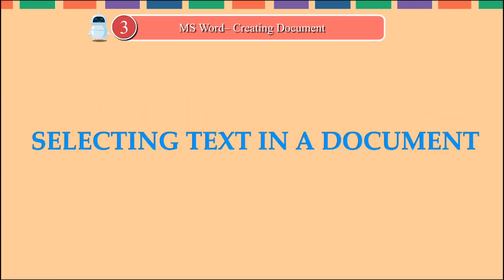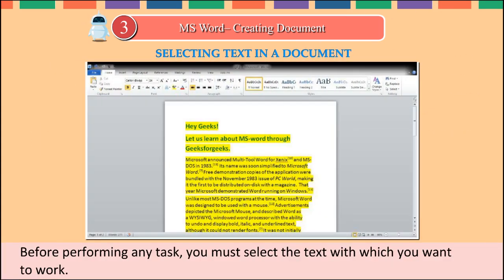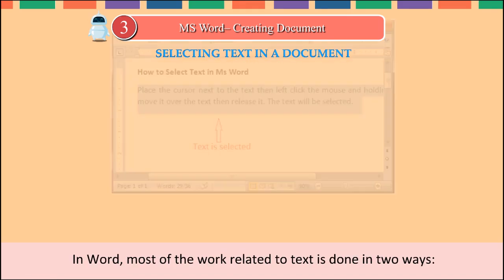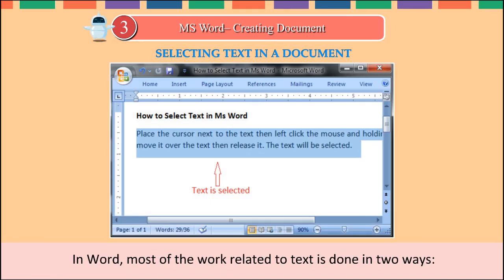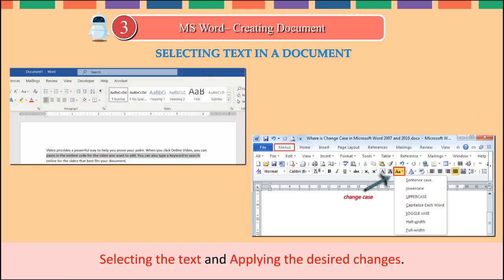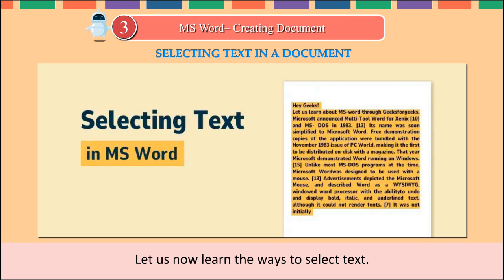Selecting text in a document. Before performing any task, you must select the text with which you want to work. In Word, most of the work related to text is done in two ways: selecting the text and applying the desired changes. Let us now learn the ways to select text.